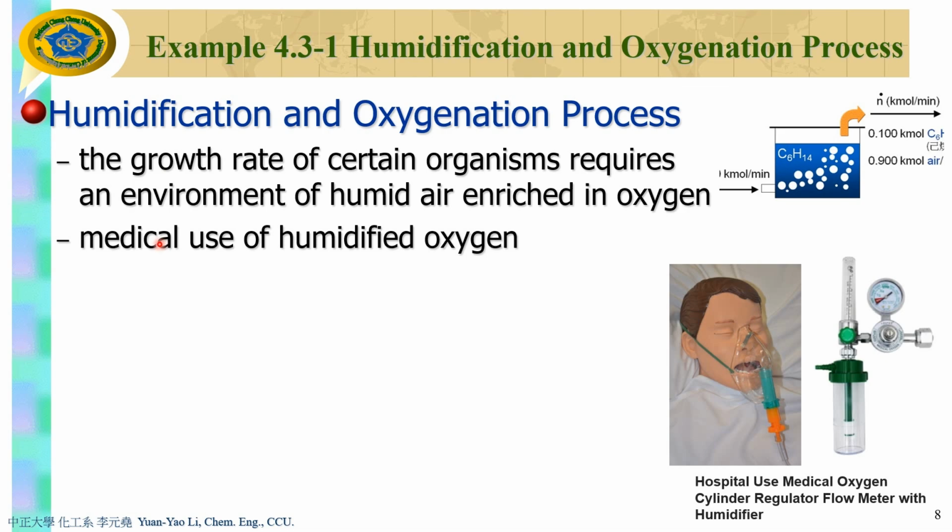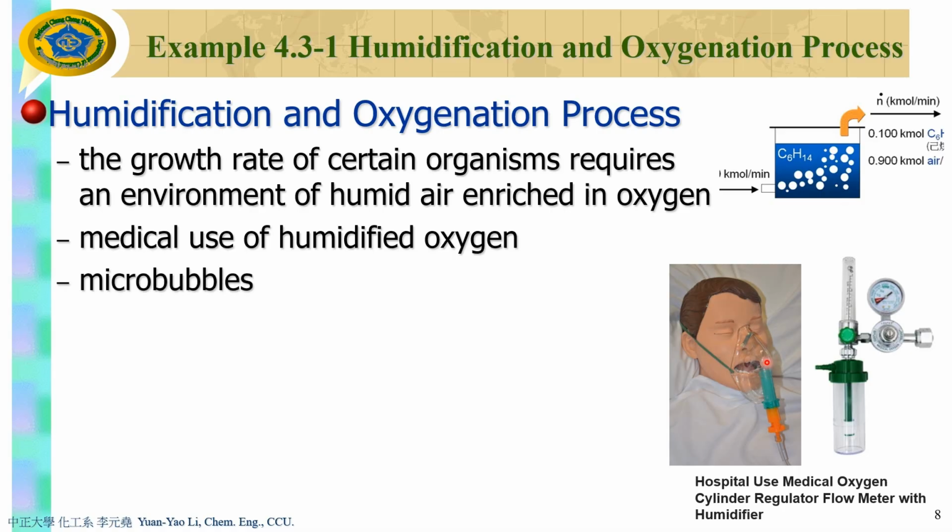Case two is the medical use of humidified oxygen. A patient who has a lung problem cannot breathe well, so he needs more oxygen. But you cannot introduce dry air with oxygen because it's too dry. Your lung cannot stand that kind of dry air. So you need to feed a high percentage of oxygen and water to this patient.